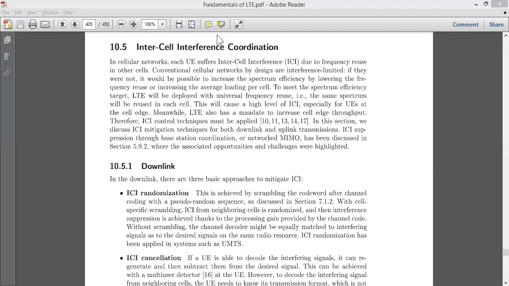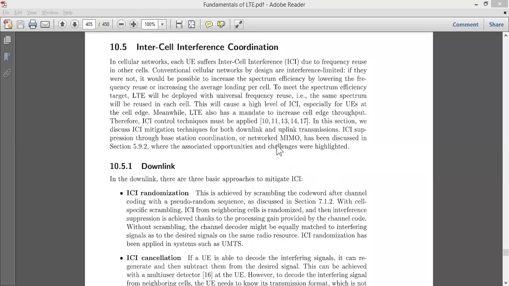For example, if you have the hexagonal area and you want to measure your frequency reuse mechanism, then when you consider a particular cell, that cell will have its edge, which we call the cell edge. So the frequency reuse concept will be at a very high level there. Therefore LTE will have some kind of mandatory mechanism, such that there will be an increase in the cell edge throughput, and ICI control techniques must be applied, both in the downlink as well as the uplink transmission.